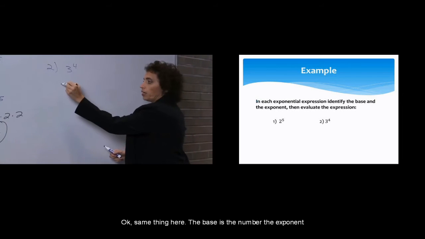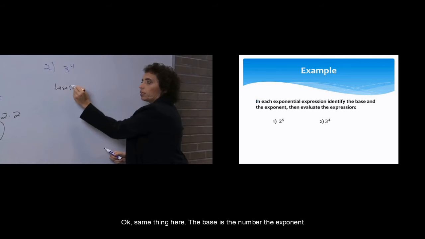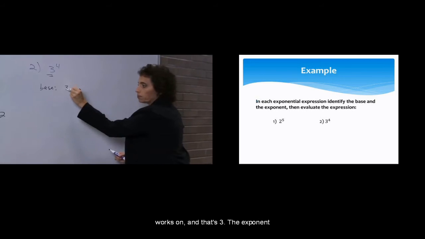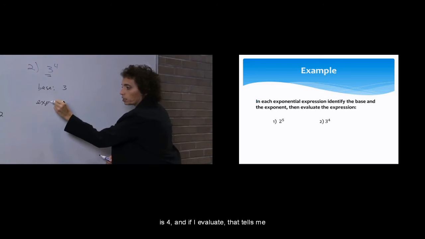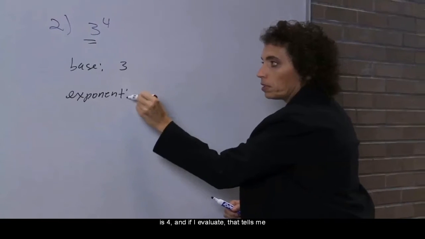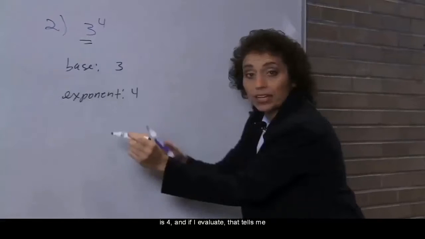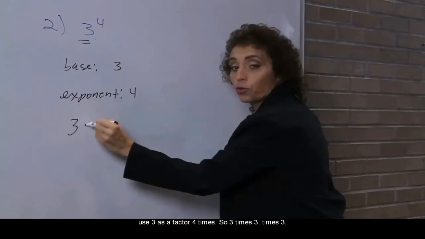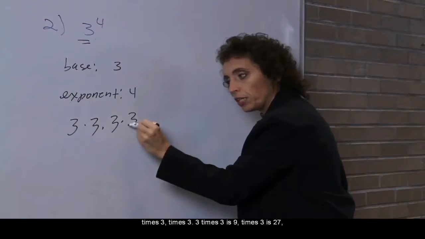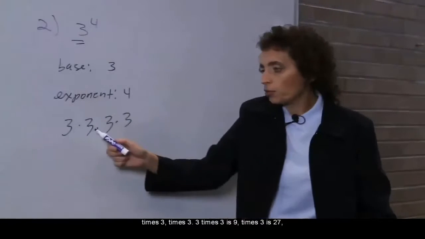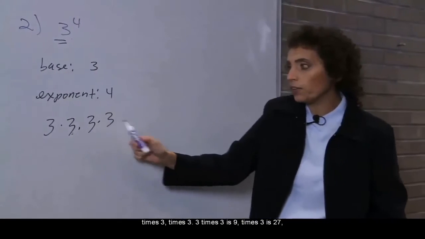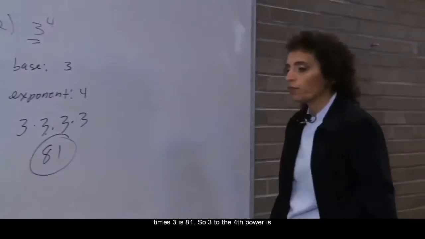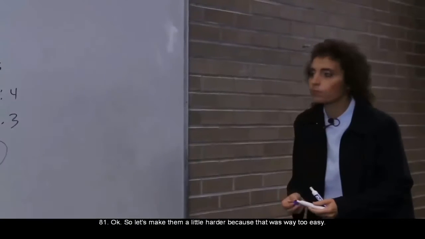Okay, same thing here. The base is the number the exponent works on, and that's 3. The exponent is 4, and if I evaluate it, that tells me use 3 as a factor 4 times. So 3 times 3 times 3 times 3. 3 times 3 is 9, times 3 is 27, times 3 is 81. So 3 to the fourth power is 81.